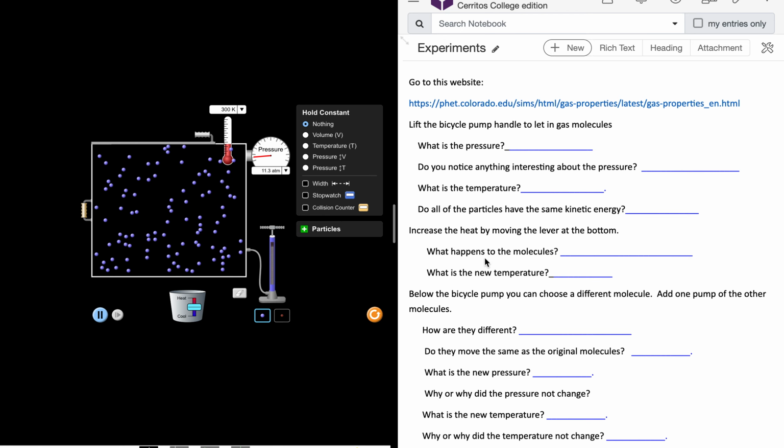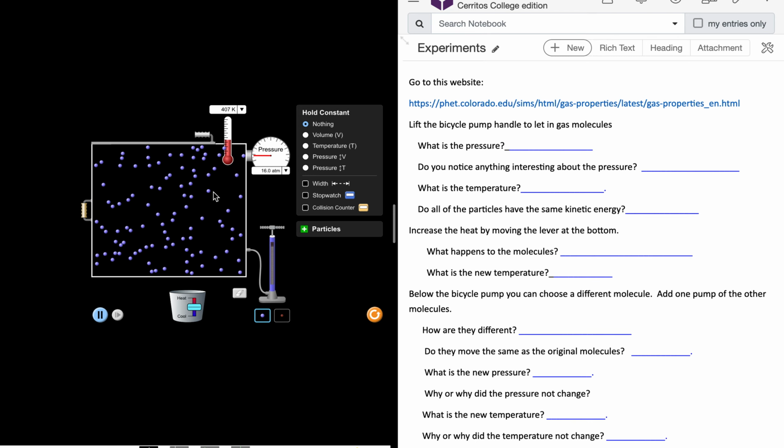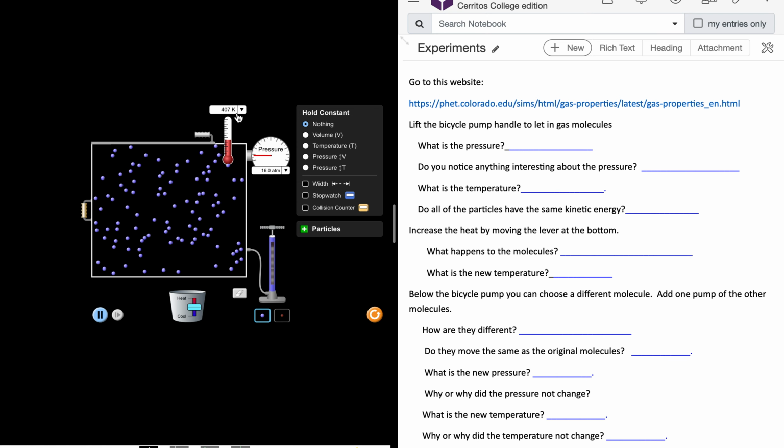When we increase the heat, we're going to do this to increase the heat. If you did this, you're going to stop at any moment and then record the new temperature.